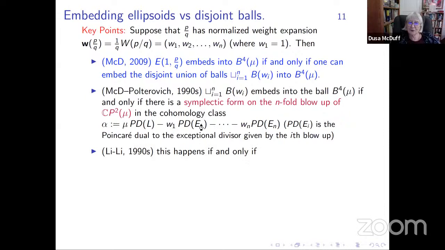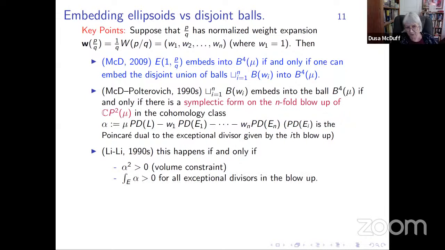And then, when are these? So then the question is, what is the symplectic cone of blowups of CP2? And that was again solved in the end by Li using gauge theory and stuff. And it happens only if A squared is bigger than 0. That's a volume constraint. And also the fact that your alpha has got to be positive on all the exceptional divisors on the blowup.